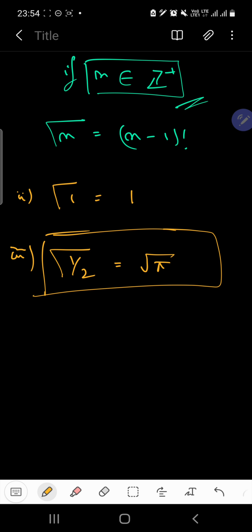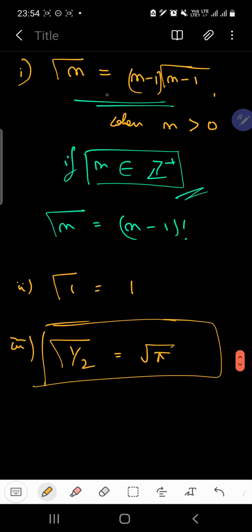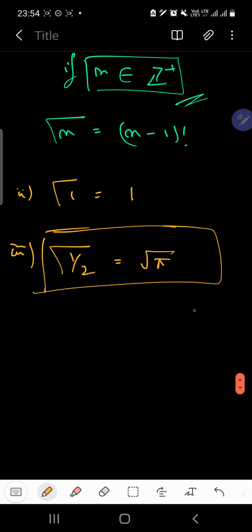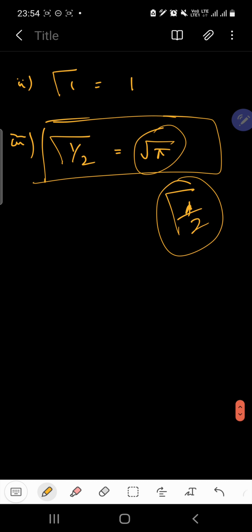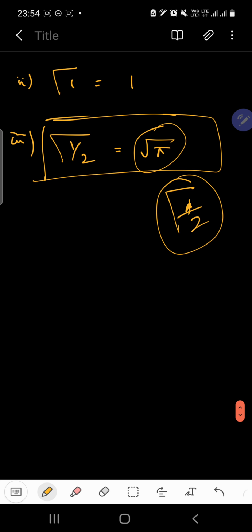I may show you right now, but the main thing here is why I told you to continue using this when in fraction, because most of the time what happens is that the fraction part ends in having a gamma half. Clear? It ends in having a gamma half, and that's why you will get the value of root pi. Now why is it root pi? You will understand from this property itself.